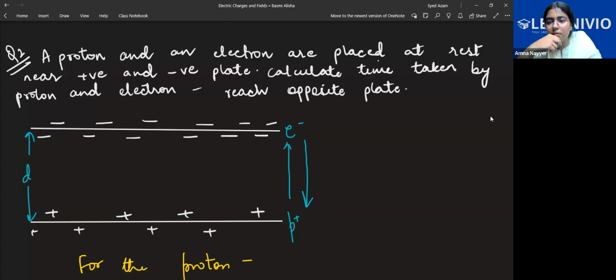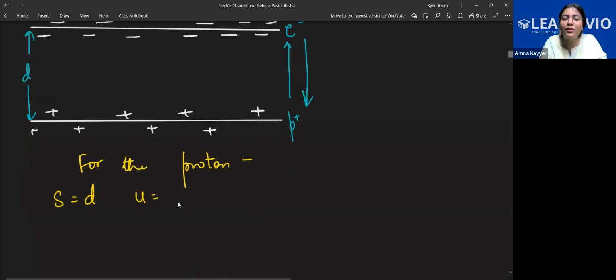1.6 into 10 raised to minus 19. What will be U? It's the initial velocity. So what will be the initial velocity? Look at the question. Oh, it's at rest, 0. Exactly, it's at rest. So they are placed at rest, means U will be 0.